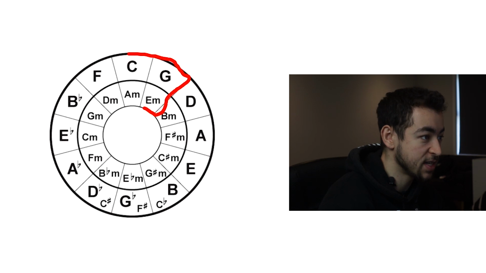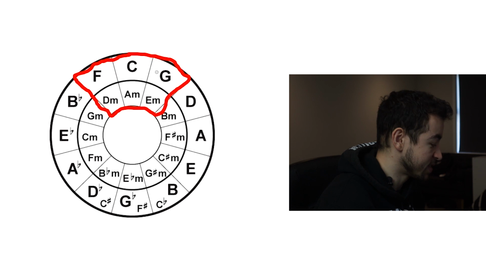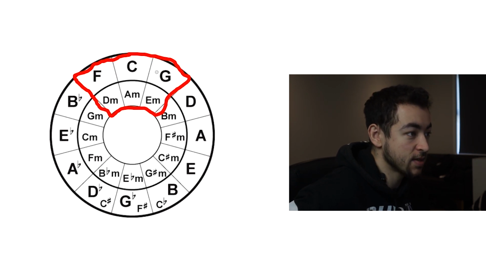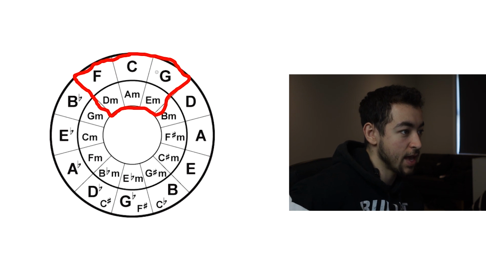Now we can use the circle of fifths to borrow some chords from outside of our keys, and that will spice our chord progressions up a little bit. So let's take the key of C. We have got these 6 chords available to us in the key of C. Let's take a chord progression: C, G, F.